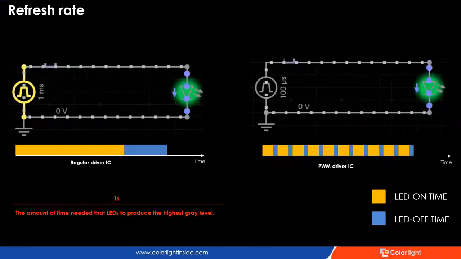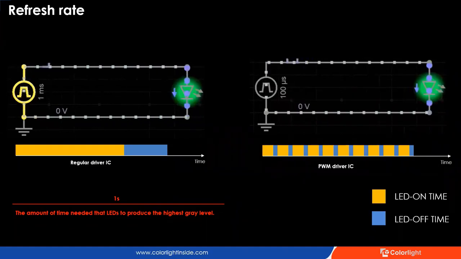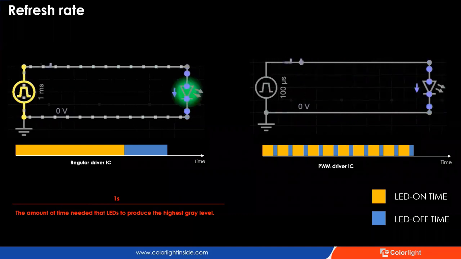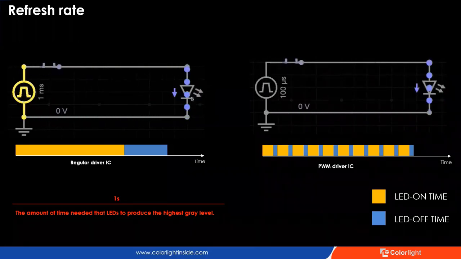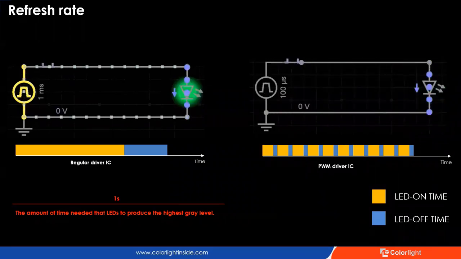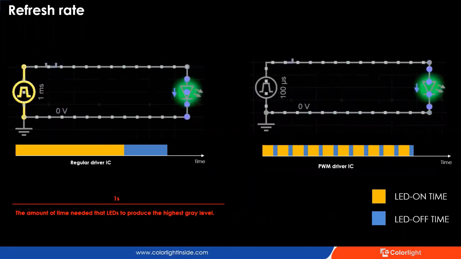And next, let's take a deep dive into refresh rate. Refresh rate in the LED screen industry is not the same as what we usually use to describe your computer monitor or TV's refresh rate. Generally speaking, refresh rate is the number of times that a frame repeats on the display. But when we're talking about an LED screen's refresh rate, it refers to the number of times that an LED can produce the highest gray level in a second.